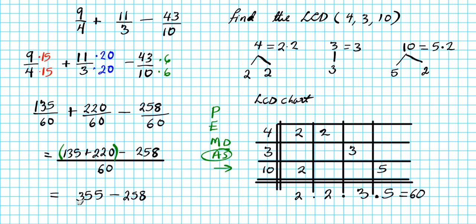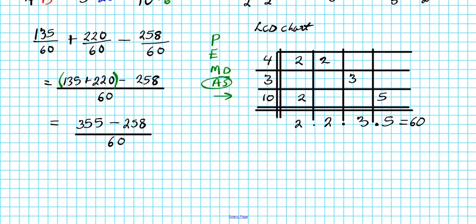Now when you're subtracting, if you don't want to make mistakes, you can just align them vertically and then you just subtract, okay? So we have 355 minus 258. 5 is too small, you borrow 1, make that a 4. 15 minus 8 is 7. 4 minus 5, that's too small, you borrow 1, make this a 2. 14 minus 5 is 9. So our answer is going to be 97 divided by 60.